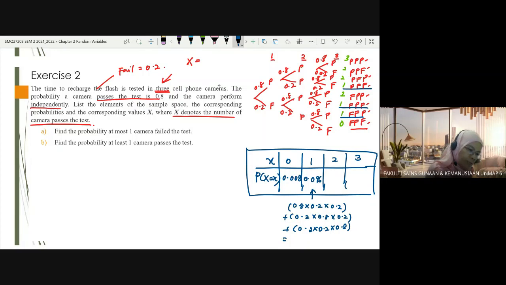What about 2 passes? How many ways? You also have 3. So 2 passes means 0.8 times 0.8 times 0.2, 3 times, so just times 3. So what is the value here?